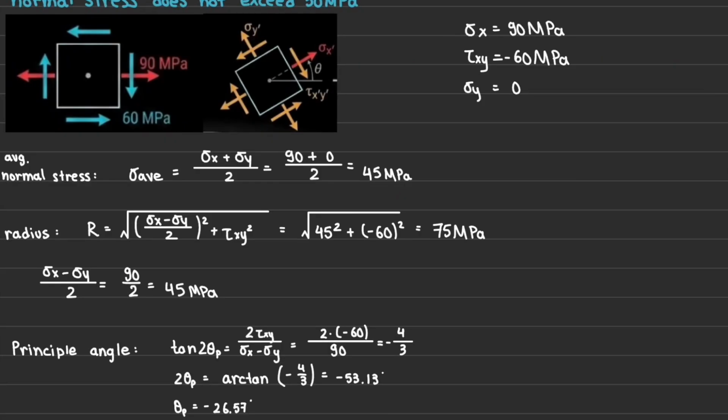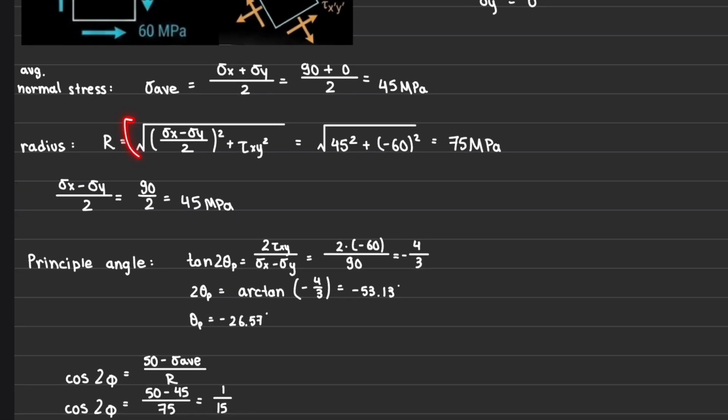Okay, now that we've listed our knowns, we will calculate the average normal stress, and we use this equation over here because it finds the baseline center point of our normal stresses, which is basically the constant value that our transformed stresses will fluctuate around as the element rotates. We plug in our known values and we get 45 megapascal for our average normal stress.